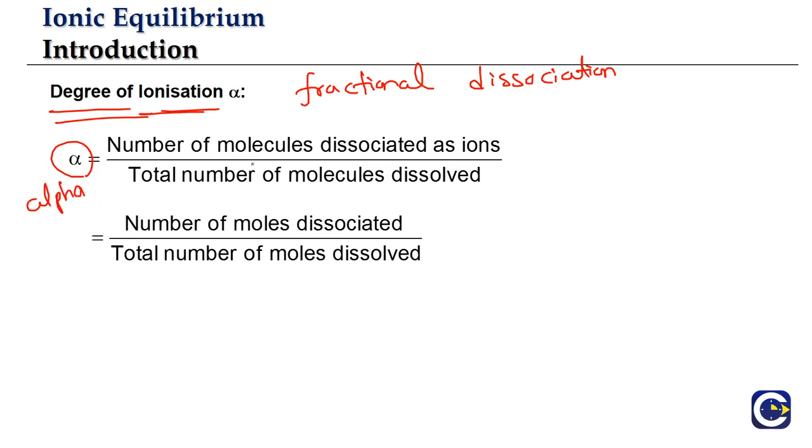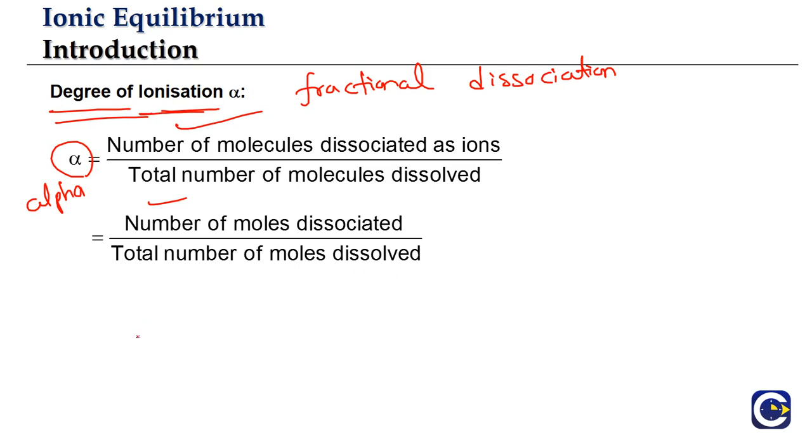So how do we measure alpha? It is the number of molecules dissociated as ions divided by the total number of molecules dissolved, or the total number of molecules present. We can also measure this in terms of the moles ratio: the number of moles dissociated divided by the total number of moles that are dissolved or available. This is how we talk about the degree of ionization or fractional dissociation in the case of weak electrolytes.